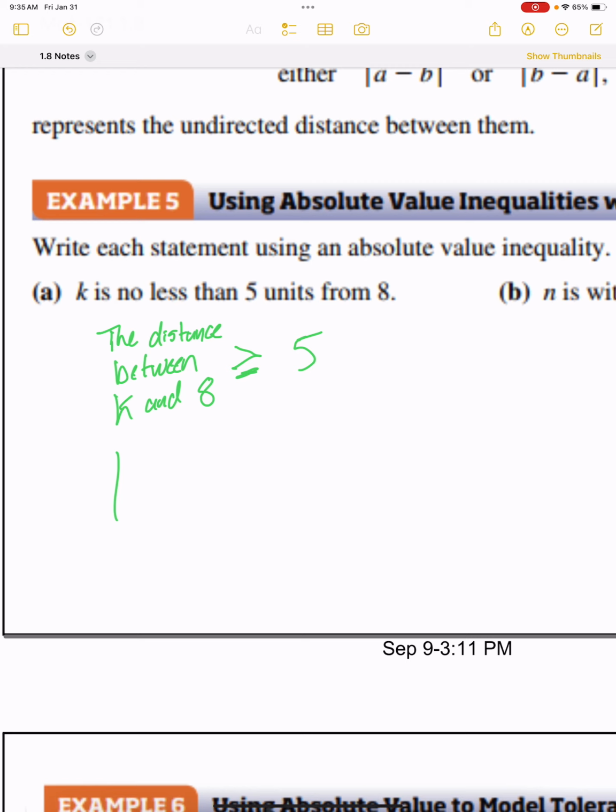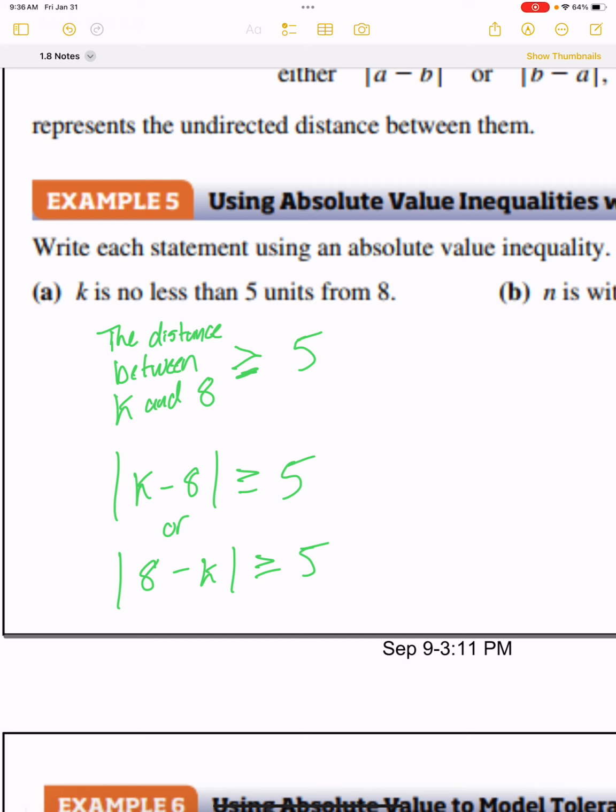So the absolute value of K minus 8 is greater than or equal to 5. Or you could say the absolute value of 8 minus K is greater than or equal to 5.